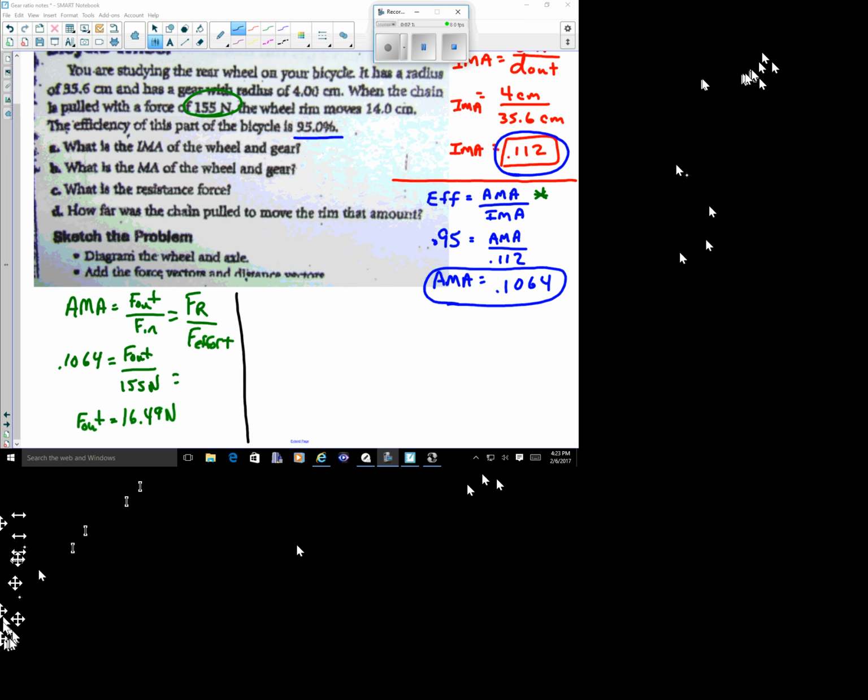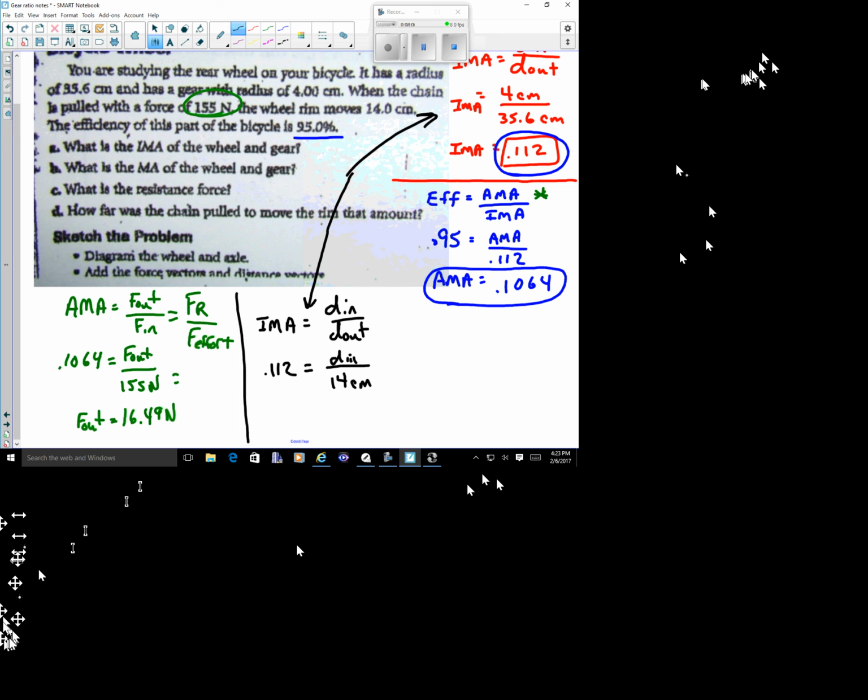It says, how far was the chain pulled to move the rim that amount? Well, I'm going to go back up and use this ideal mechanical advantage formula and pull it down here. So I'm going to put ideal mechanical advantage equals d_in over d_out. Once again, my ideal mechanical advantage was 0.112. And it wants to know how much distance we're going to have to put in on the chain if we get out 14 centimeters. So I'm looking for the distance in. Once again, they said you get out 14 centimeters on the wheel.